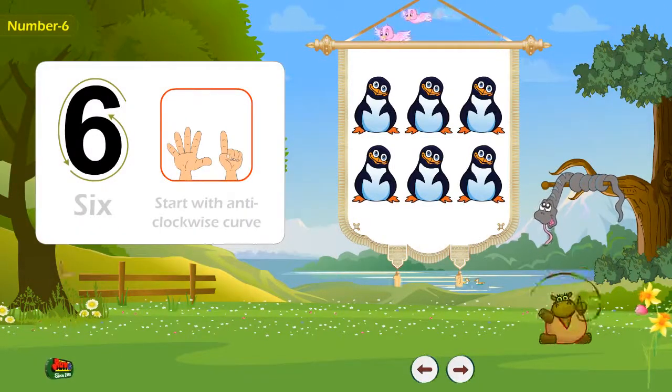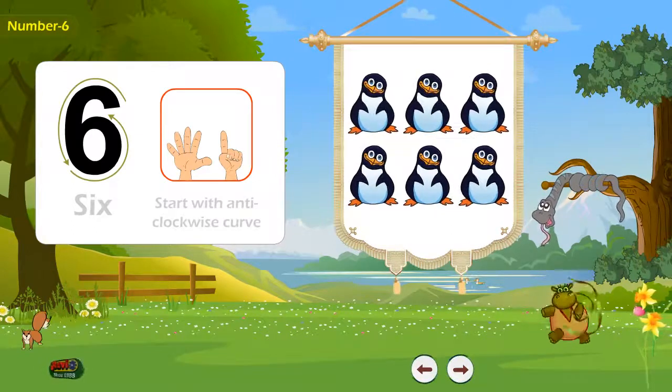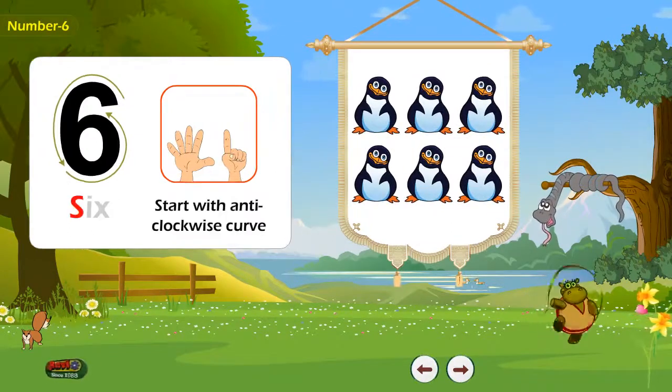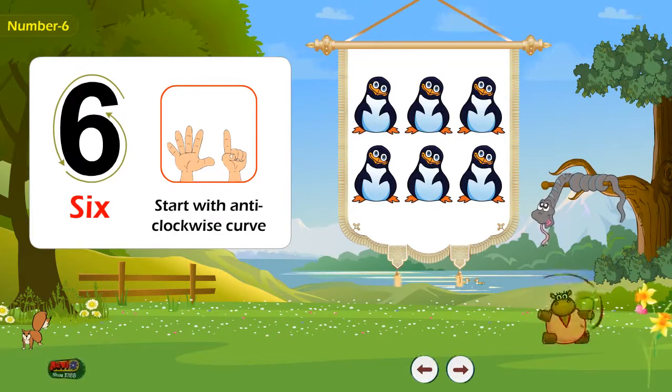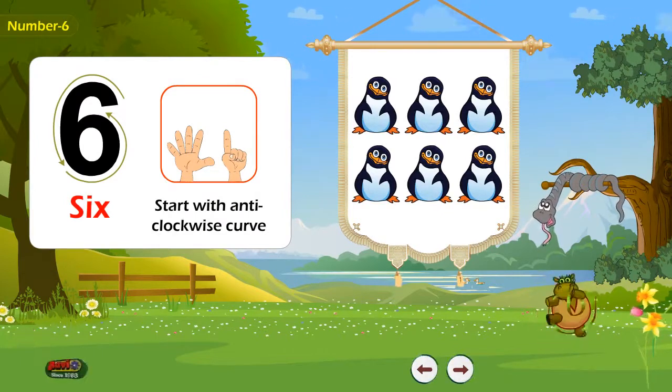Children, let's repeat again. 6. S-I-X. 6. Start with anti-clockwise curve.